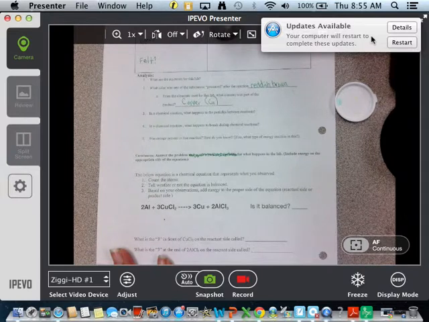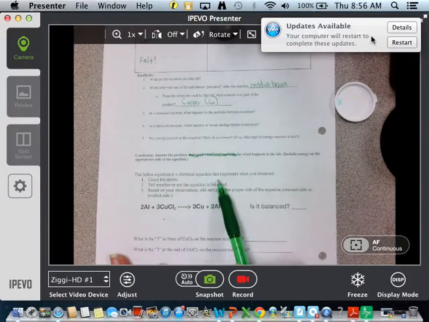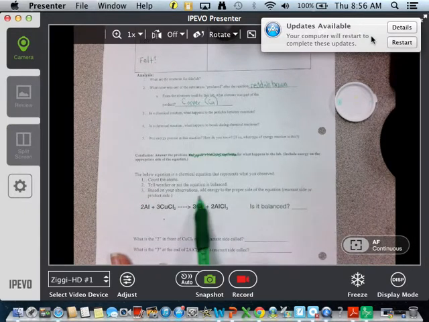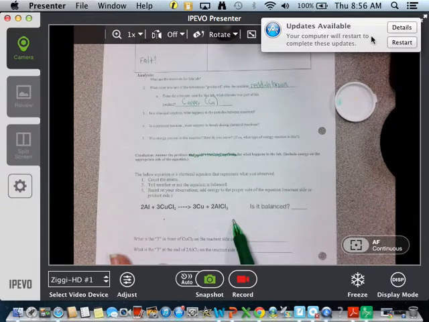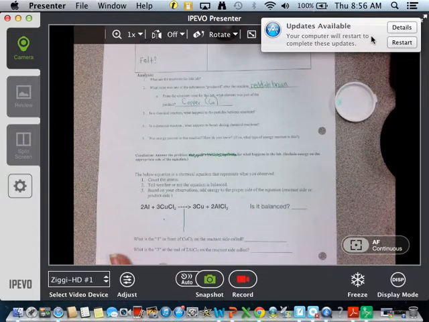So the sentence now reads, answer the problem for what happened in the lab. Include energy on the appropriate side of the equation. So it tells you the below equation is the chemical equation that represents what you observed. That's this equation here. This is what you observed. And remember, a chemical equation is just a shorthand way of explaining a chemical reaction. Very good. You're going to count the atoms. Remember, when you're counting the atoms, you are separating it with a line, separating the reactants from the products.